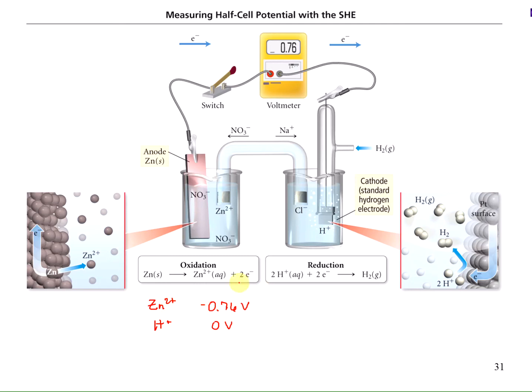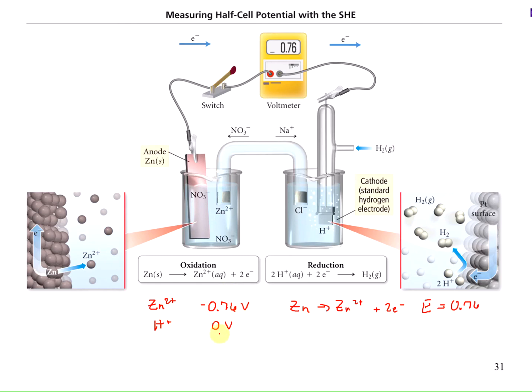So if we measure the potential of the cell, the zinc 2 plus, this is for the reduction, is minus 0.76, but we want the oxidation of it. So the oxidation actually has a positive value. So the zinc going to zinc 2 plus and 2 electrons has a potential of 0.76, because this is for the oxidation of zinc, whereas this value is for the reduction of zinc.